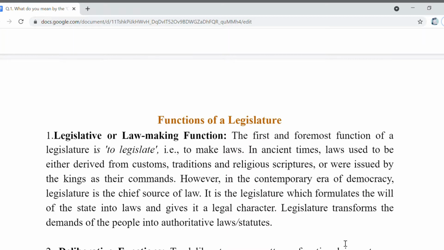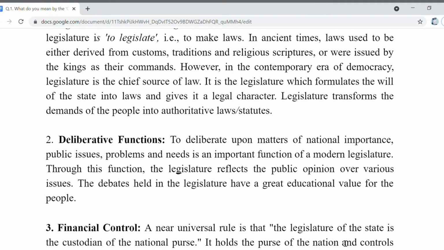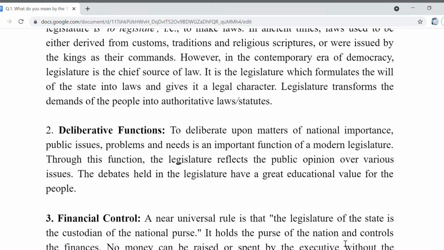But आज के era में, or in the era of democracy, legislature is the chief source of law. It is the legislature which formulates the will of the state into laws and gives it a legal character. So एक legal character, legalization legislature के through आया. So legislature transformed the demand of the people into authoritative laws and statutes. Deliberative functions. These are the functions of legislature जो determine करते हैं on the matters of national importance, public issues, और these functions reflect the public opinion over various issues.